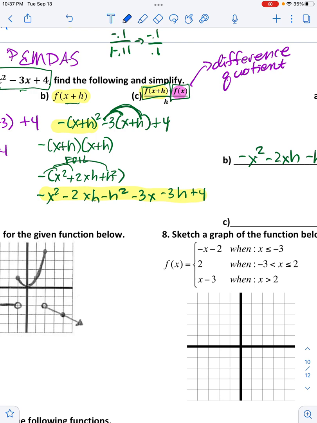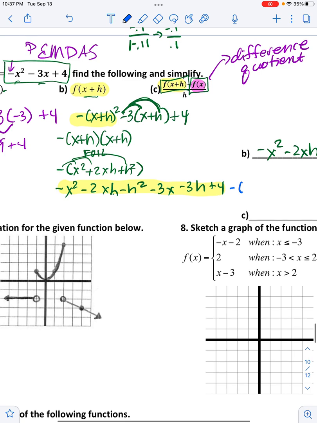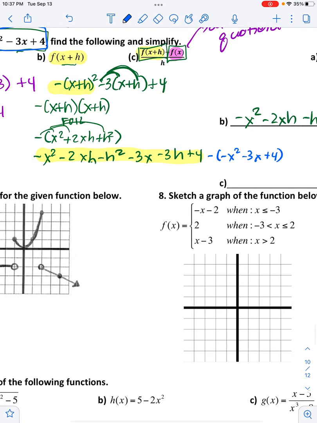This was my answer. This was the x plus h, f of x plus h. So I'm just going to go after that and subtract the original, and the original was negative x squared minus 3x plus 4. So I'm just looking back up at the original function. Now, all of that is going to ultimately be over h. That's what I'm doing. The yellow part was my f of x plus h from part B. And then I'm subtracting the original. Keep in mind that this negative is going to make this into a plus x squared, a plus 3x, and a minus 4.